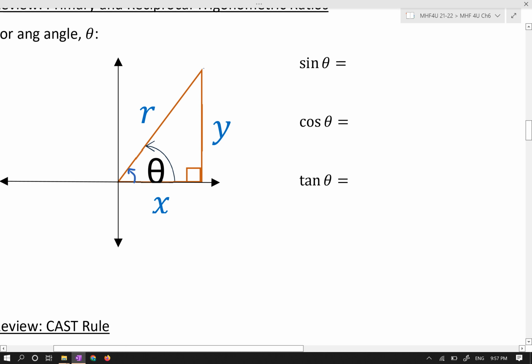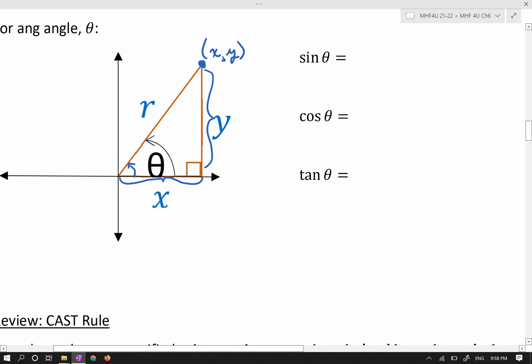Fantastic. Okay, now if this terminal arm goes towards this point, say, then the coordinates of this point would be given by x, y, where the x coordinate, which we can see along the x-axis here, is also the side length right beside this angle theta. This coordinate y is also given here. It is the side length opposite to the angle theta. This is the vertical side length, giving us the vertical coordinate of this point right up here.